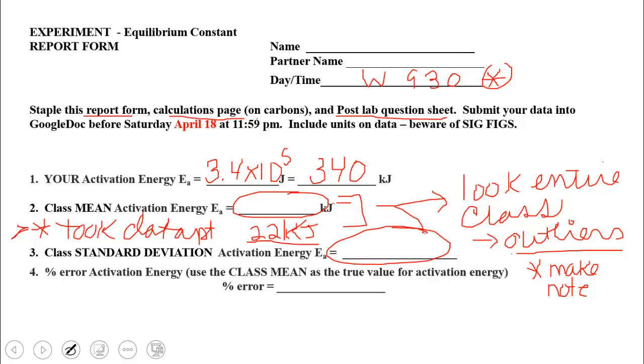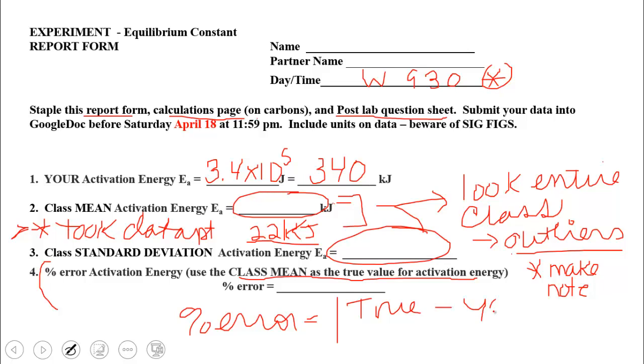And then we're going to be looking at finding the percent error in the activation energy. We're going to look at the class mean as the true value for the activation energy then. So remember, percent error from our last lab is the absolute value of the true value minus your value, divided by the true value, times 100%. Essentially all we're doing is just trying to find the percent difference. And so we're going to see how much yours was off of the class mean. Okay? And so we're just looking at this as, you know, a difference.